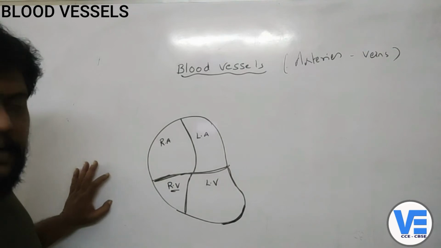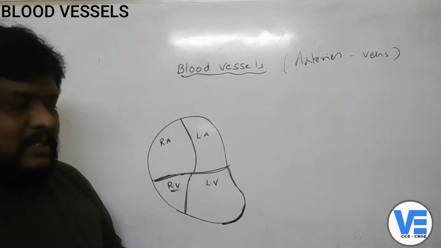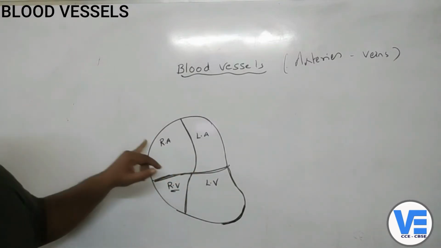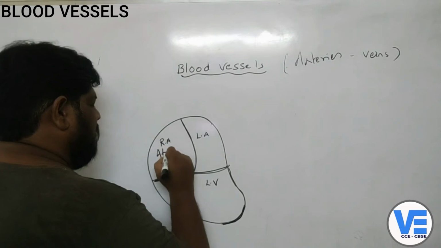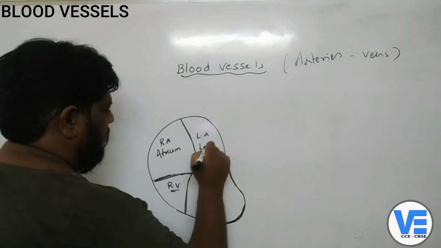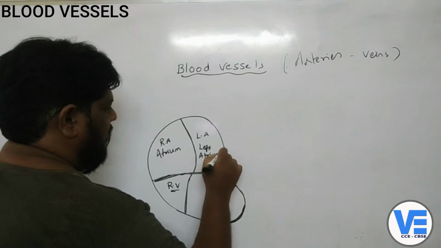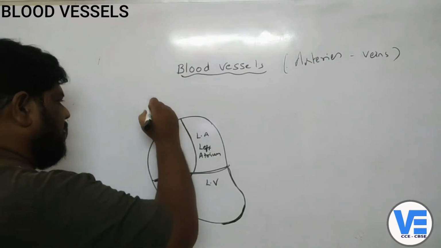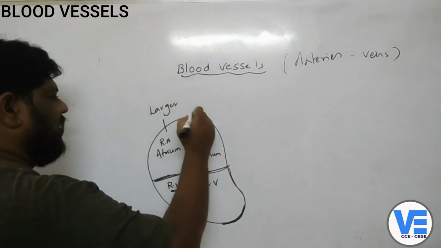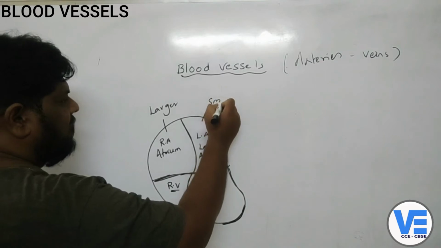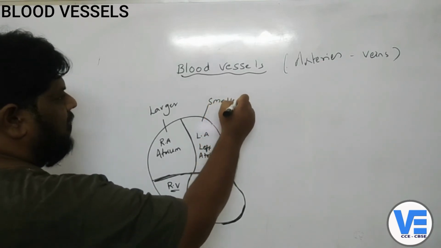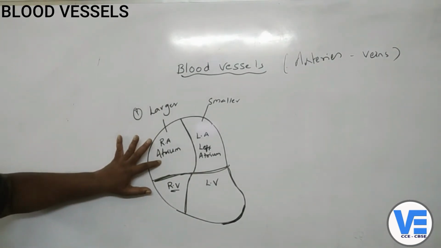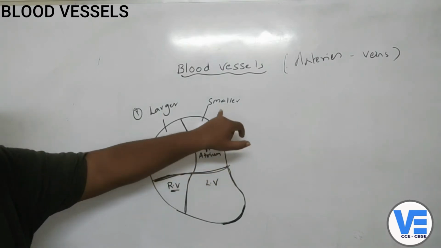Now what is the reason behind that? What are the differences? Okay. First of all, we'll see the differences between the right auricle and the left auricle, or else you can call it the atrium. Right atrium and the left atrium. Okay. Now this right atrium is larger in size, whereas compared to it the left atrium is a bit smaller in size.